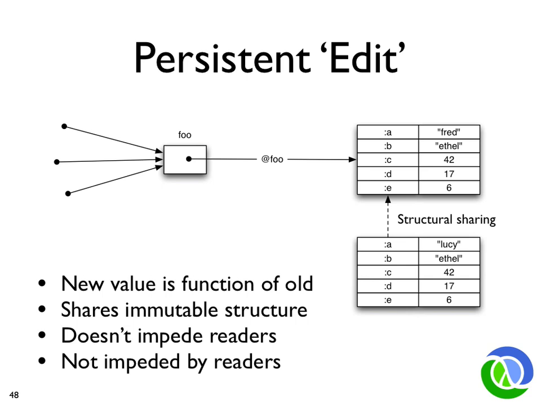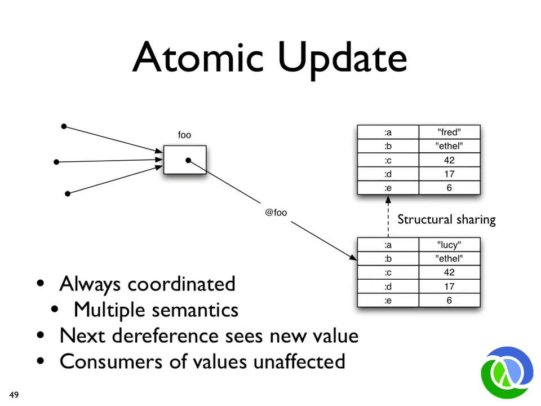It goes on in parallel. And it's not impeded by the fact that anybody's reading. So nobody's in anybody else's way. Then when we want to edit, we want to change this reference atomically to refer to the new thing. And that's always coordinated in Clojure. There are actually multiple semantics. I hadn't said how this happens, when it happens, right? You can have different semantics for that, and Clojure has 3. Anybody who was consuming the value is unaffected. If I was in the middle of doing a calculation on this, I'm still fine, right?